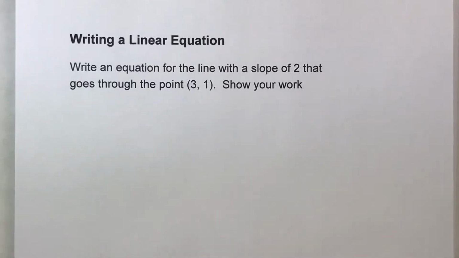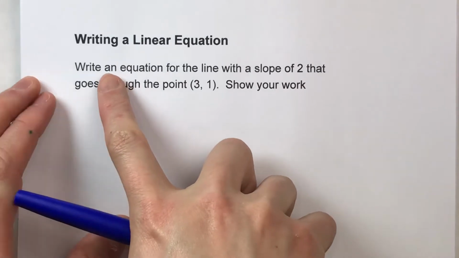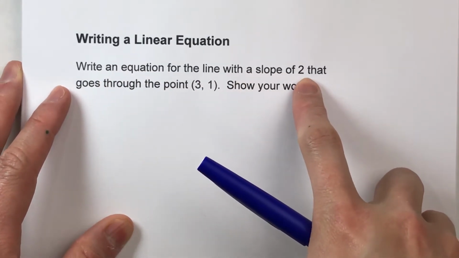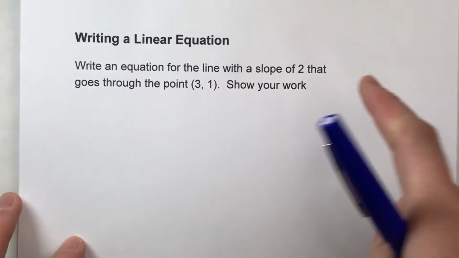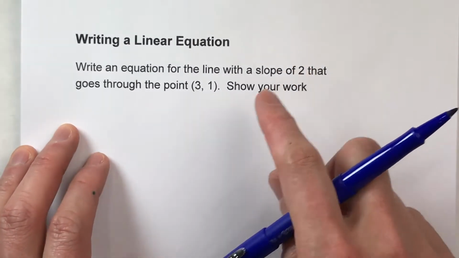Alright, so today we are going to write an equation for a line that's being described here. It says write an equation for the line with a slope of 2 that goes through the point (3, 1). Show your work.